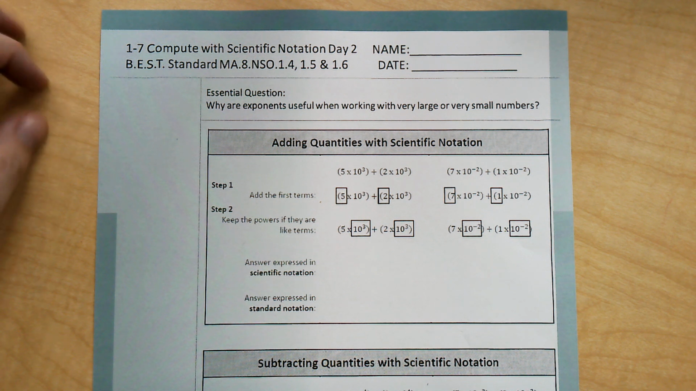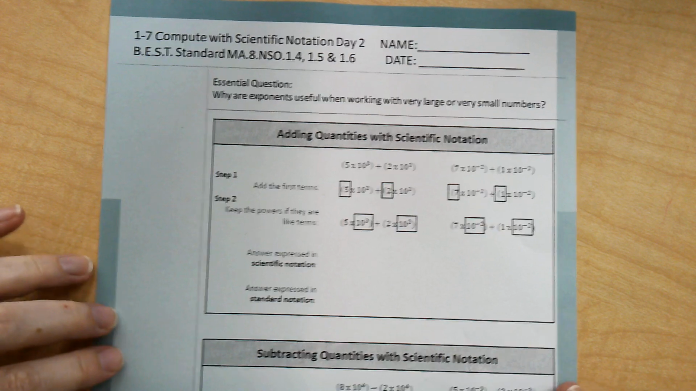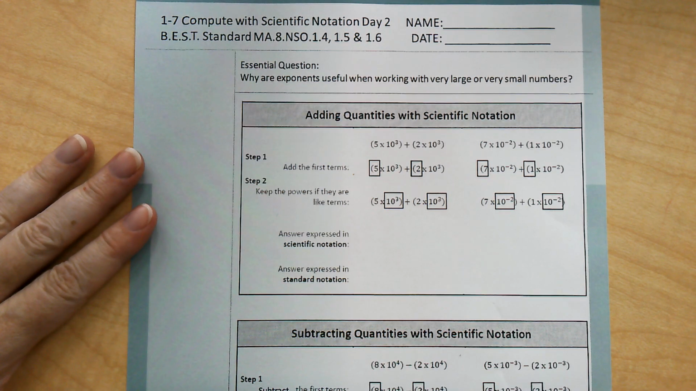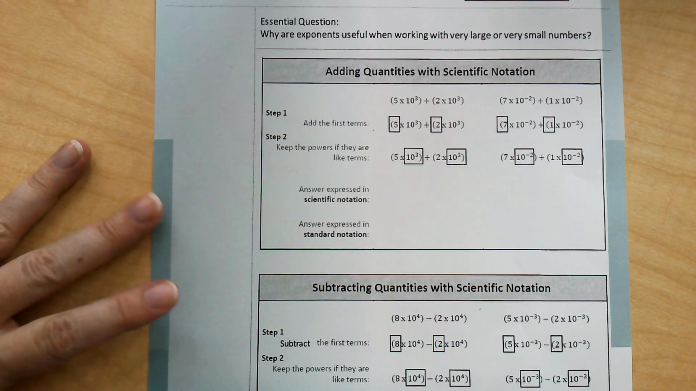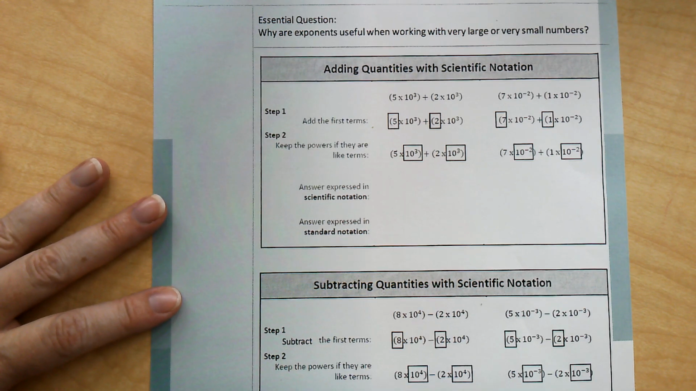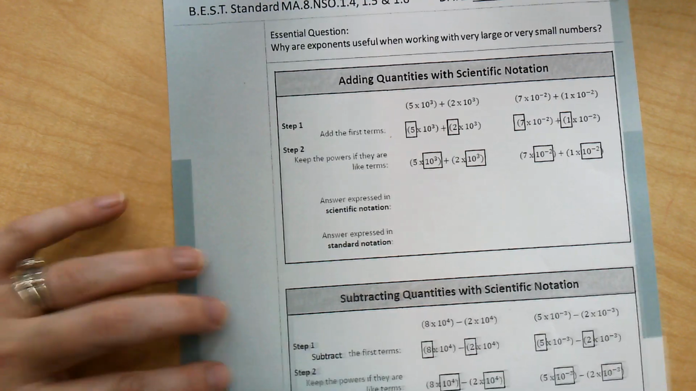All right, 1-7, compute with scientific notation, day 2. This is the last lesson in Unit 1. So we are adding and subtracting with scientific notation. On the front, we're going to be talking all about like terms, and on the back, we'll be talking about mathing with unlike terms. So first up, like terms.